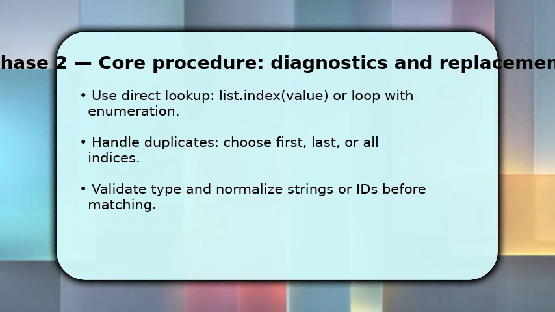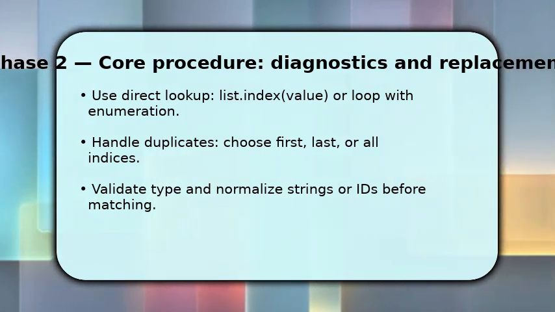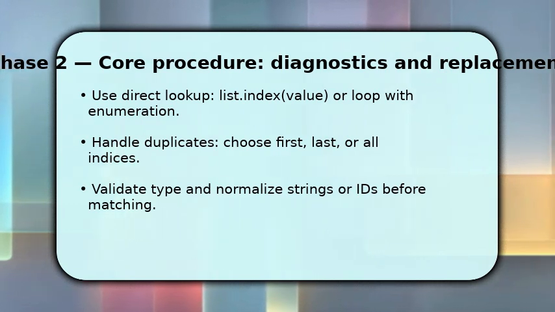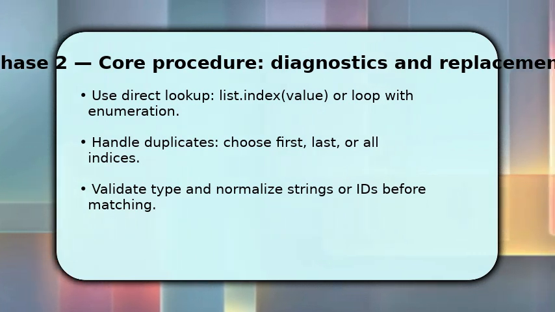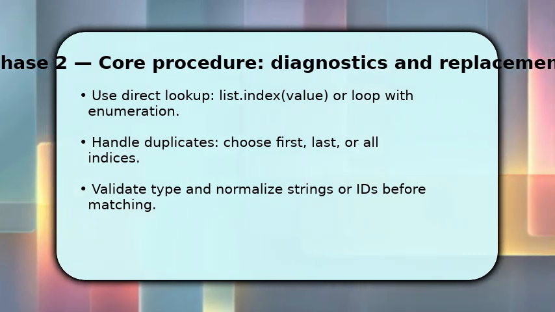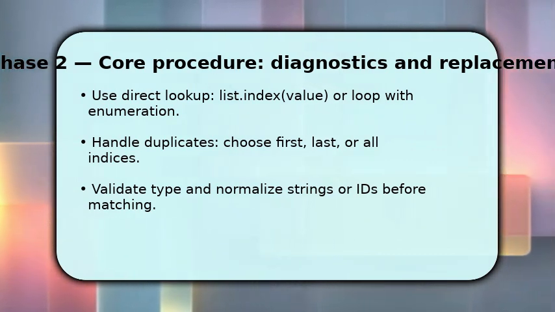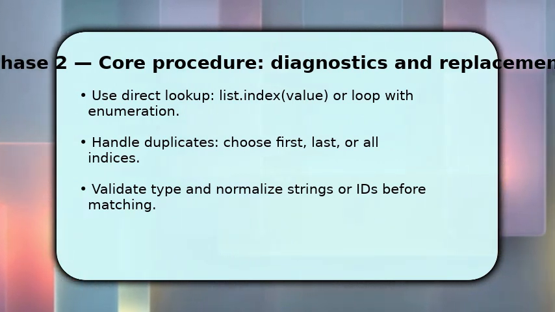capture positions. If duplicates exist, decide whether you need the first match, the last match, or every index. Once decided, implement the corresponding logic. Make sure to normalize types and trim whitespace so comparisons succeed, and if needed, convert to integers or lowercase strings. After locating indices, store them in a list or variable and log the result for verification.